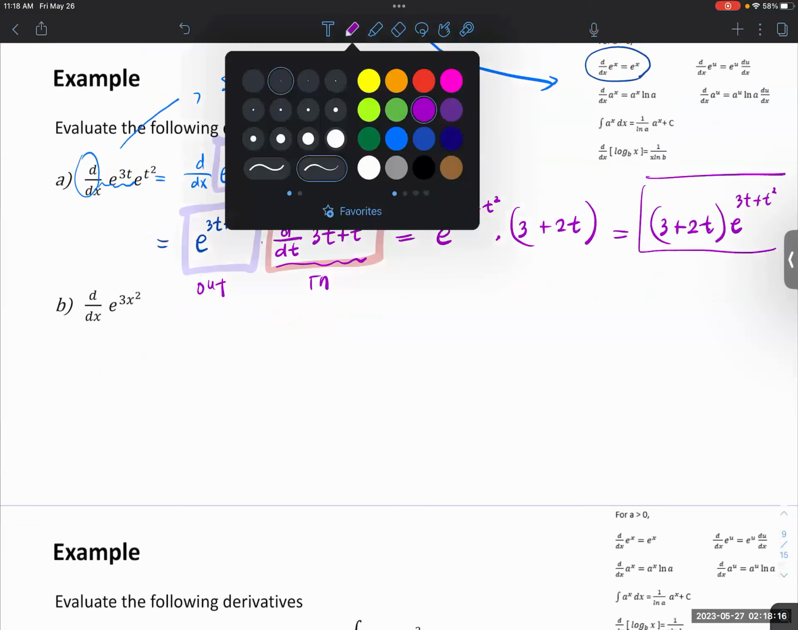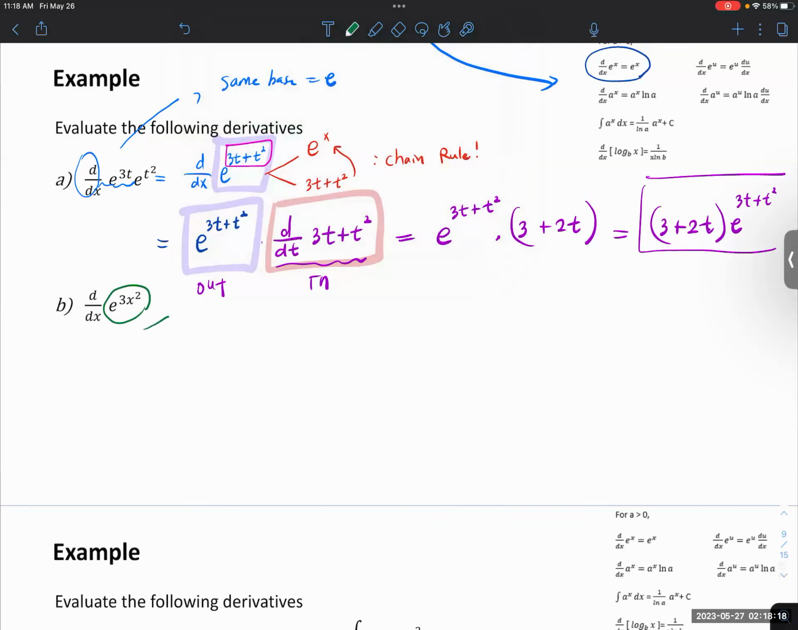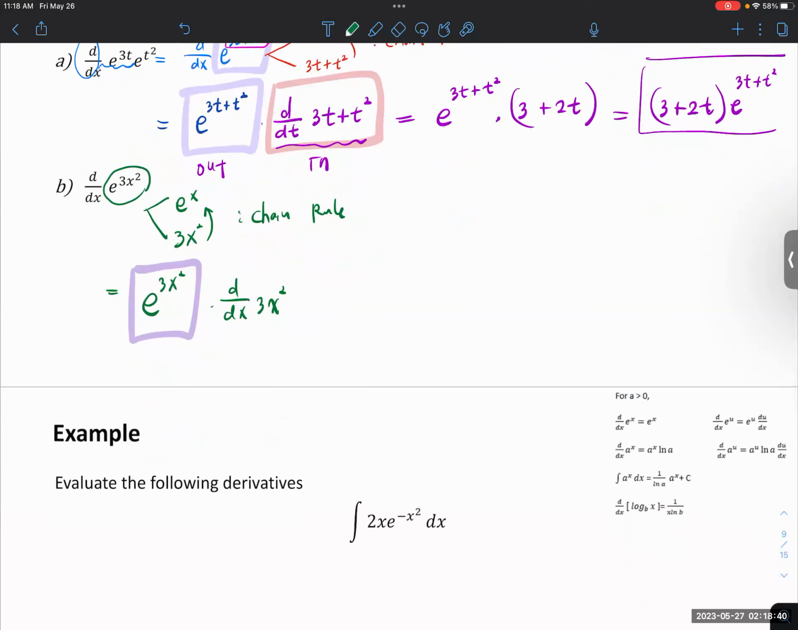Same strategy, the number 2. We have this one, I see e to the x and 3x second has been subbed. Chain rule. So you're gonna do, keep it, e to the 3x second. This is the outside. And then you're gonna take the derivative inside, 3x second, correct? So therefore, e to the 3x second, this is going to be 6x. In other words, 6x times e to the 3x second, that's your answer. So this is inside and outside chain rule.